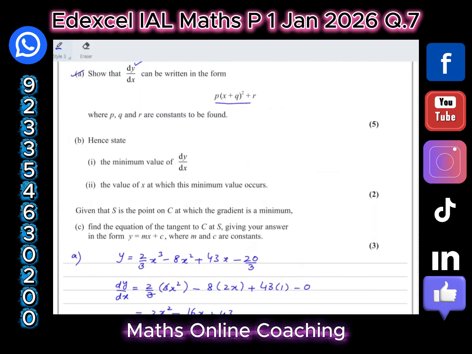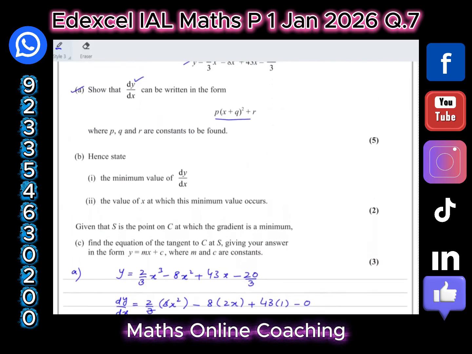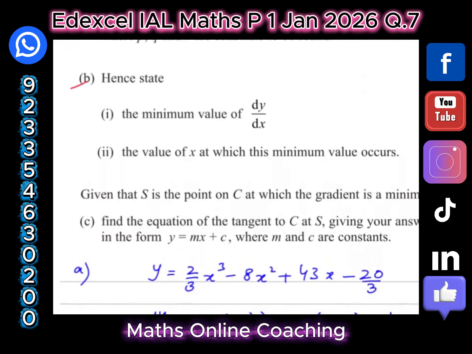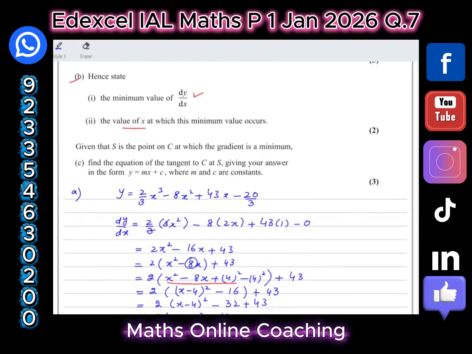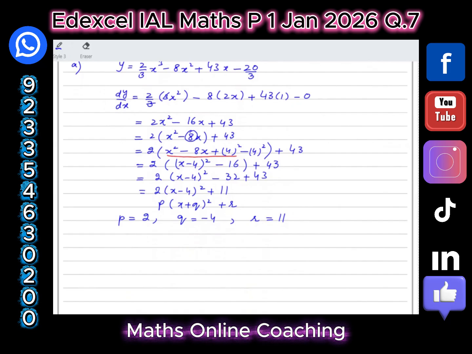Now look at part B. Part B is: hence, one, take the minimum value of dy/dx, and number two, the value of x at which this minimum value occurs. Part B 1. We have to find the minimum value of the derivative, and we have dy/dx is equal to 2 times (x minus 4) squared plus 11.